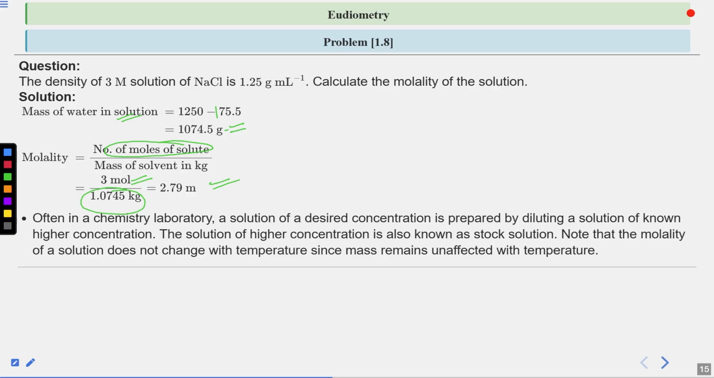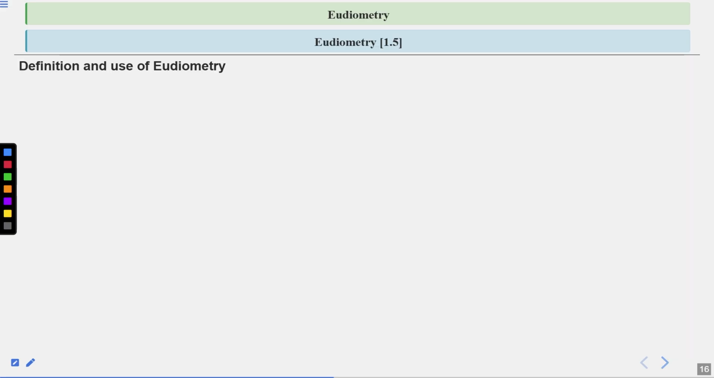Now moving on to our today's last topic, which is eudiometry. So I will tell you about eudiometry now. There will be questions on it. We will talk about it tomorrow. So just try to understand the theory today. If you are well aware about this theory, then you will be able to solve the question. Still if you have any problem in theory, your problems will be solved in the question part.